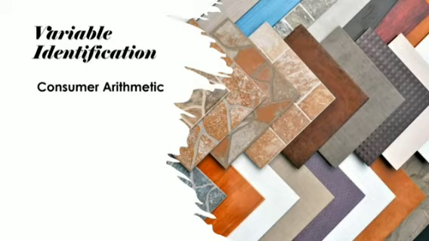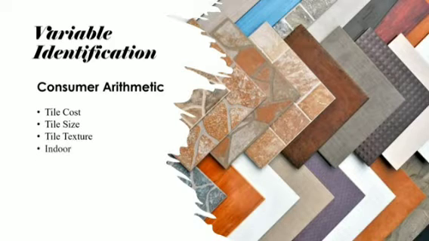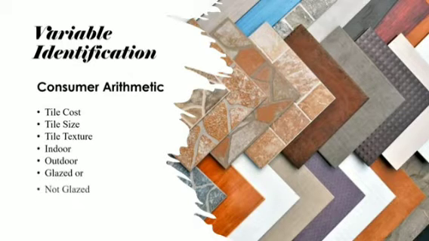Suppose you were studying the cost of tiling your kitchen floor. Then the following could be variables: the cost of the tile, the tile size, the tile texture, whether the tile is indoor or outdoor tiles, or whether it is glazed or not glazed. Recall that a variable is any feature or characteristic that changes within the study.